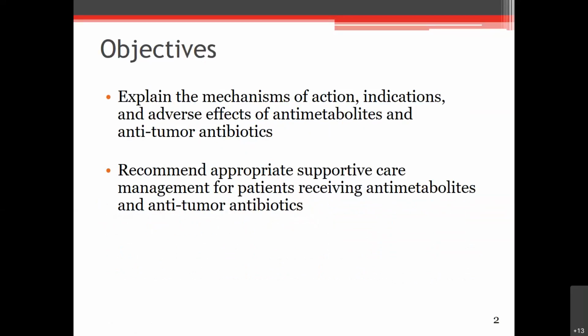All right, so our objectives for today are we will work to explain the mechanisms of action, indications, and adverse effects of both antimetabolites and anti-tumor antibiotics. And then we'll work to recommend appropriate supportive care management for patients receiving both of these types of medications.